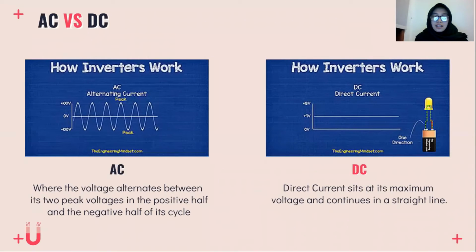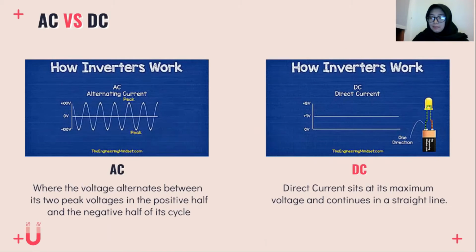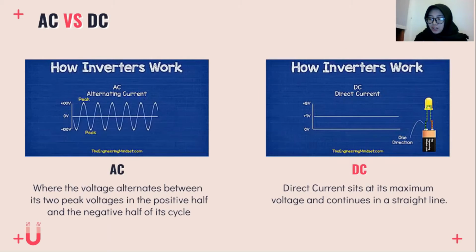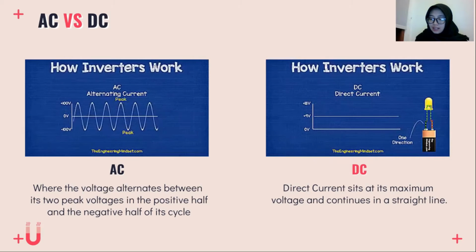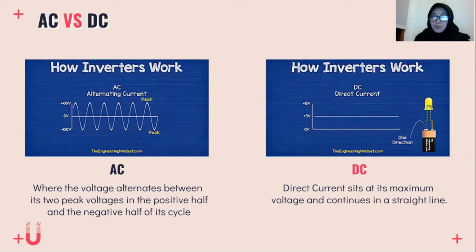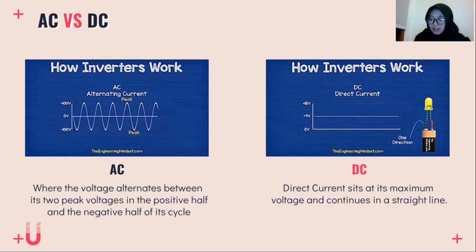AC versus DC in inverters. If you use an oscilloscope to look at the signal of these two types of power, you will see the direct current sits at its maximum voltage and continues in a straight line. That's because the current flows in only one direction, which is why it's called direct current. It's a bit like a river or canal. It's always at its peak and flows in one direction.